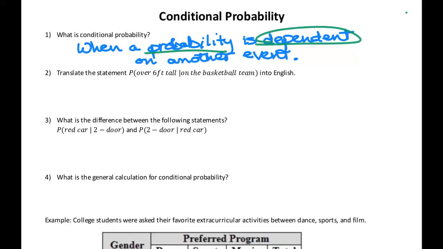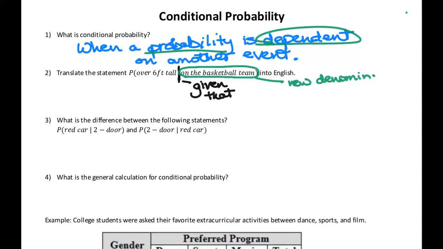Now we have this vertical line. If you look for number 2, there is a straight vertical line here. That line means "given that." Yes, you should write that in. What does that say? Given that. And what follows that vertical statement is going to become your new denominator.